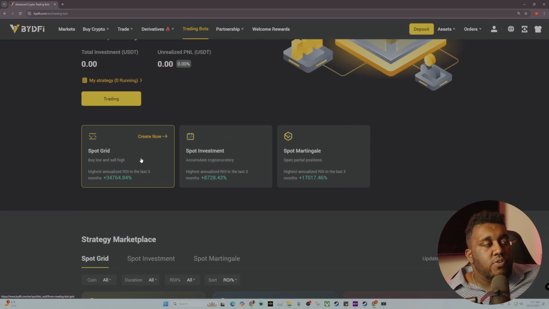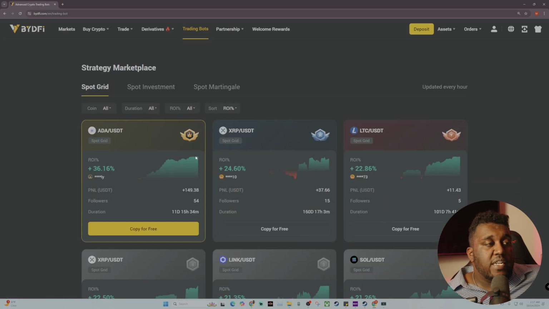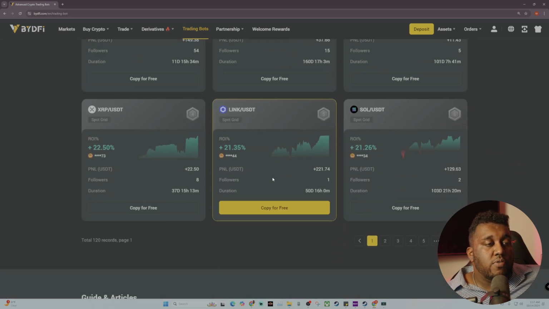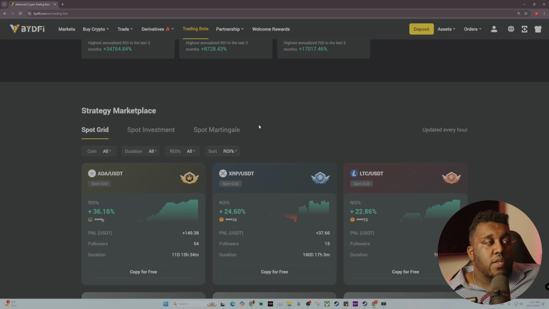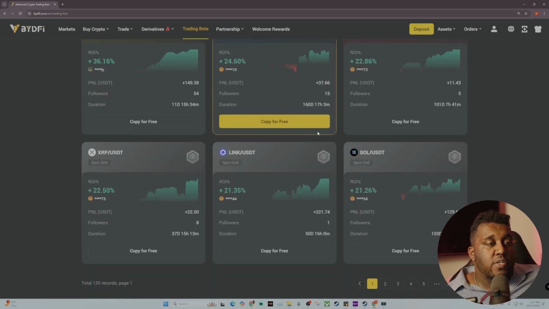So you can do spot grids, spot investment, spot Martingale. What I've seen most people do is just do the spot investment because there is not as much leverage involved here. You can go with the spot grid, buy low, sell high, highest annual return in the last 3 months. I mean, they've made some good money off of this, over $34,000. And you guys can practice and see which one you're looking for. Again, it's up to you to determine who you want to follow, how you want to do this, what type of tokens you're looking for.